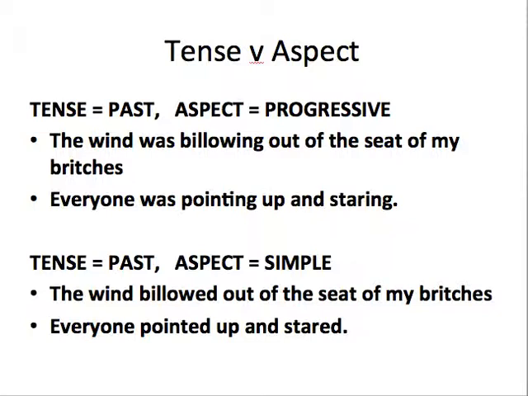Okay, so we've got tense in these particular examples as the past and the aspect is the progressive. The wind was billowing out of the seat of my breeches. Everyone was pointing up and staring.